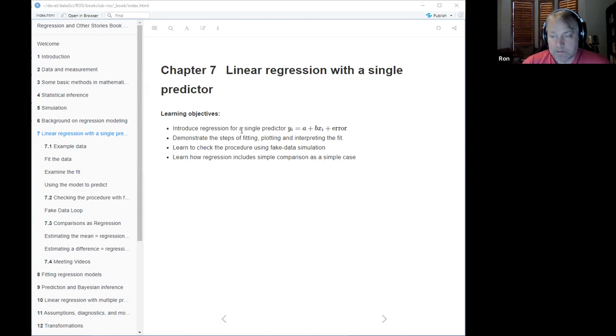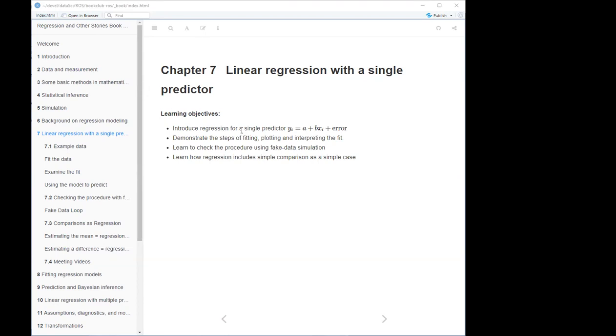We're going to learn, and this is kind of the cool part here, to check this procedure using fake data simulation. In this chapter this is almost trivial, but I would argue that even in doing linear regression, you should do this kind of fake data simulation, because it's so easy to make a mistake somewhere, even if you think you've done it a million times. So it's very useful.